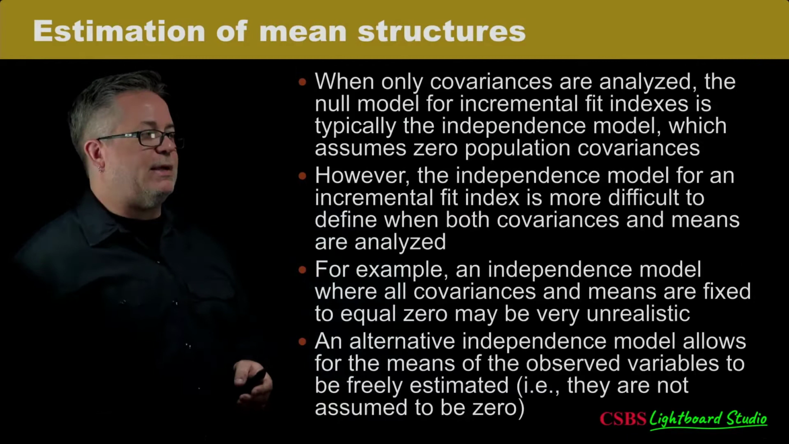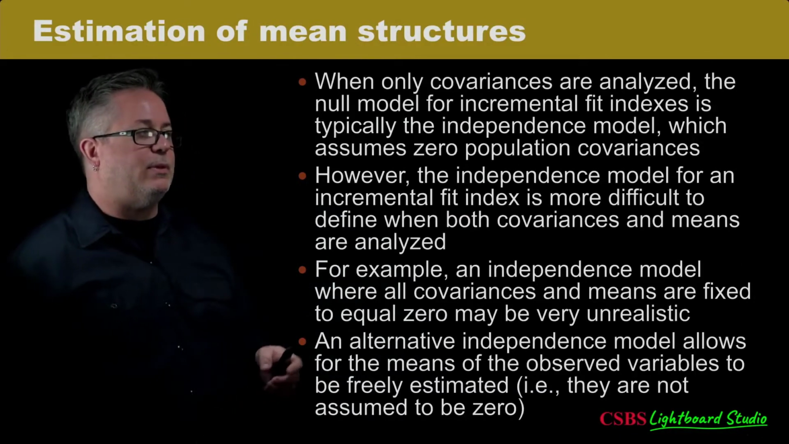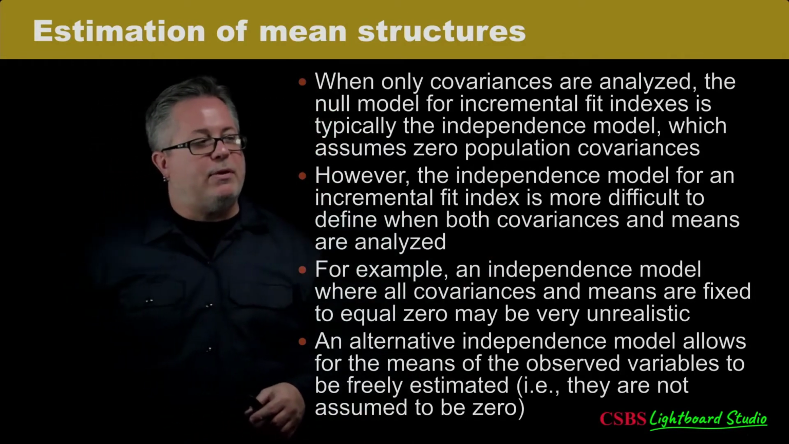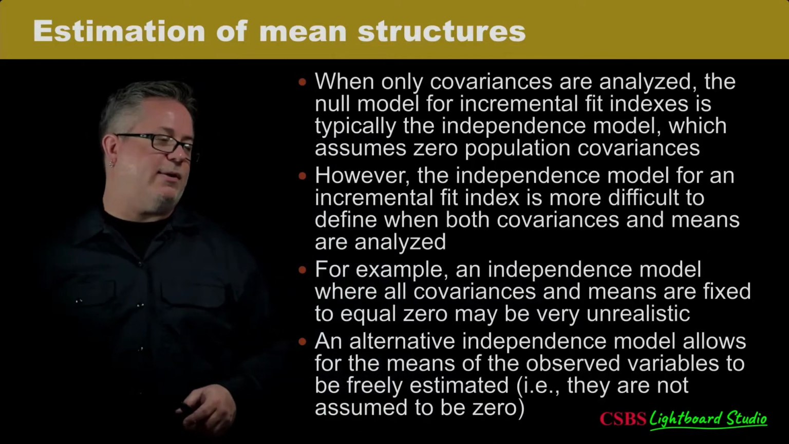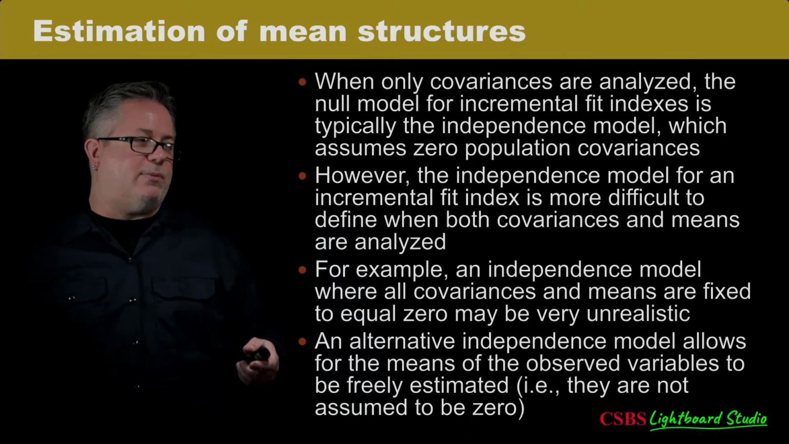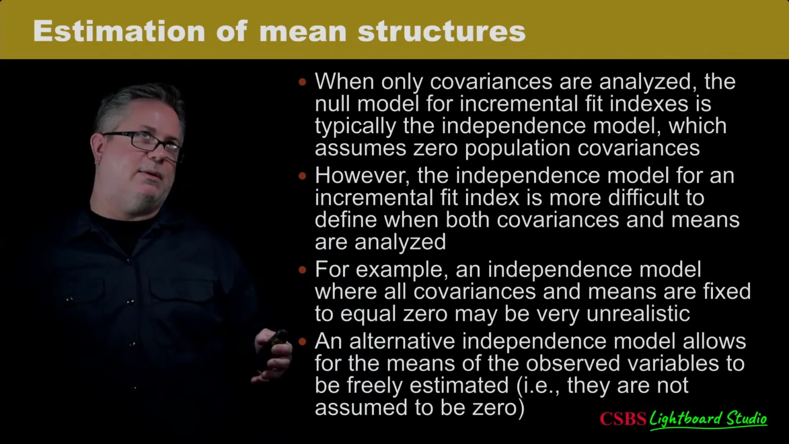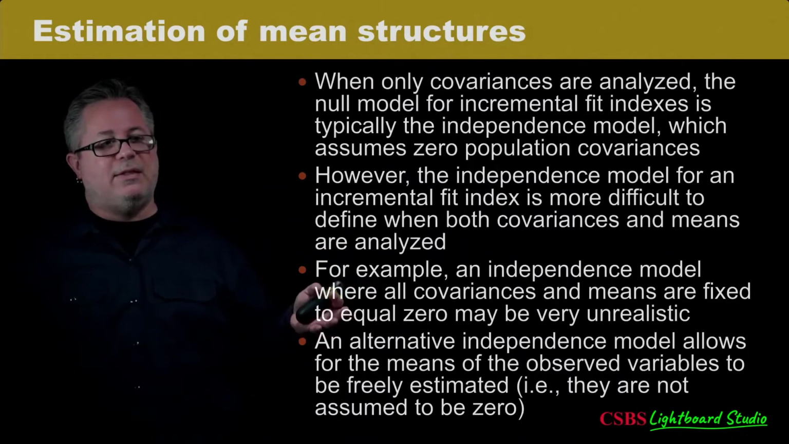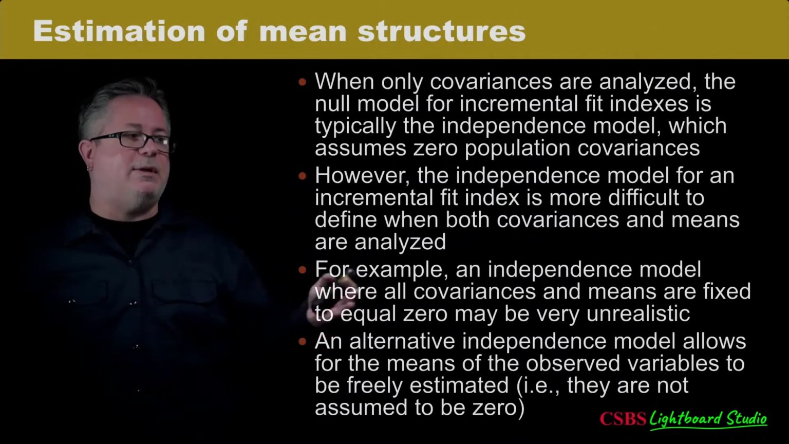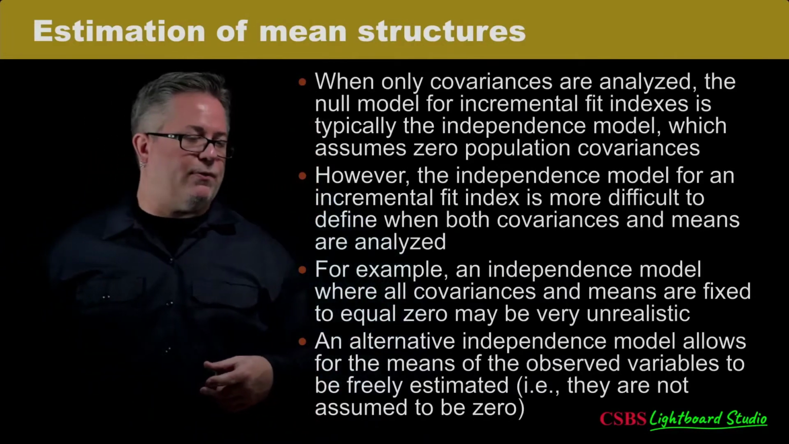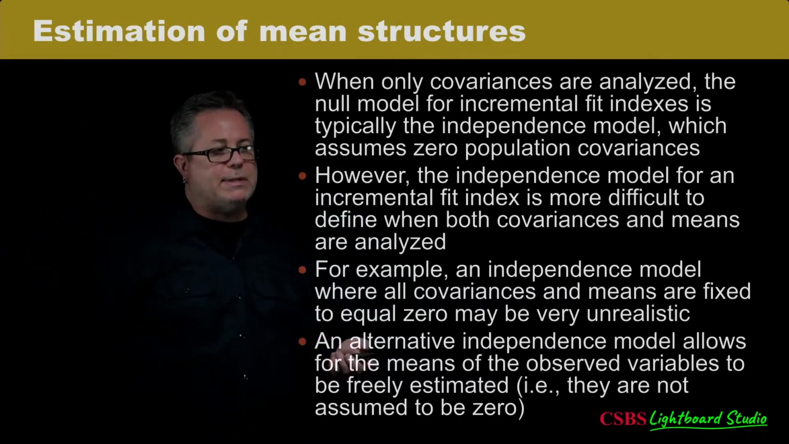When only covariances are analyzed, the null model for incremental fit indices is typically the independence model, which assumes 0 population covariances. However, the independence model for an incremental fit index is more difficult to define when you have covariances and means. What are we actually assuming there? For the means, are we assuming that the means are 0? Are we assuming the means are some population value? It's not really straightforward what that worst model is when you include means.